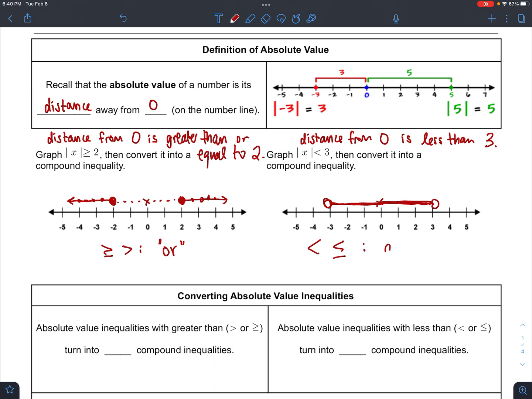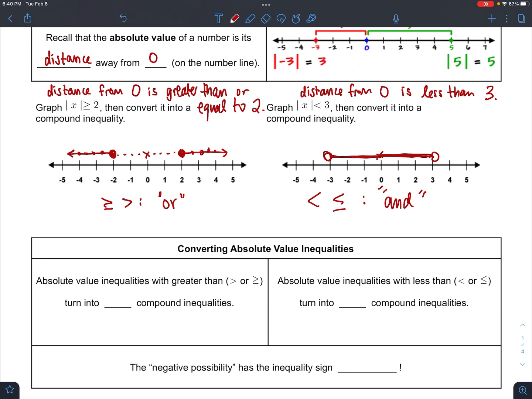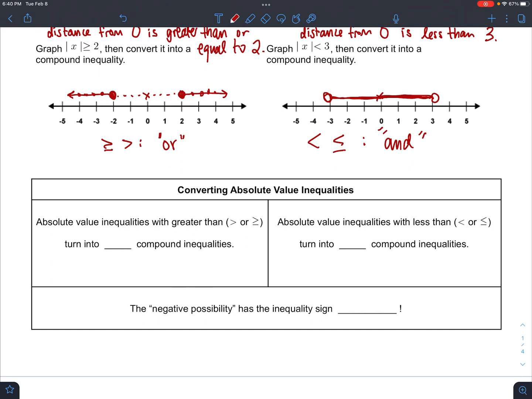So now we're kind of seeing, okay, these signs might mean that we have an and look. And that's exactly true. So our big idea here is that absolute value inequalities with a greater than, they turn into or compound inequalities. Because it branches into 2 different paths, which we use or for. Whereas the one on the right, they're joined together. So this would be an and.